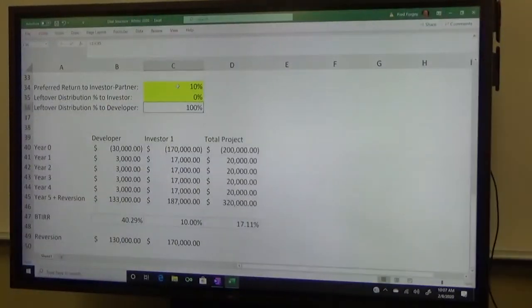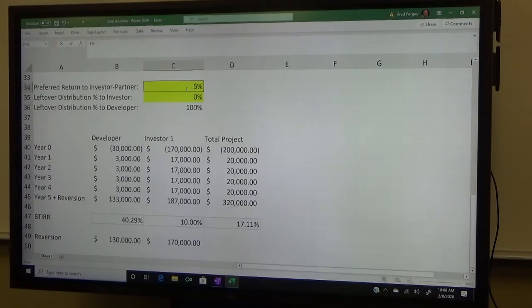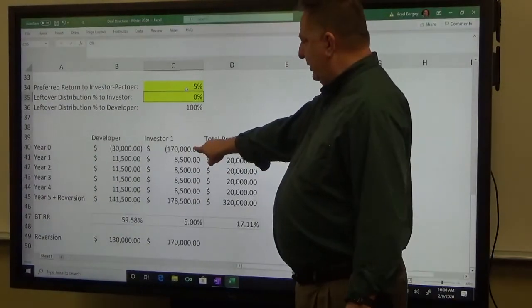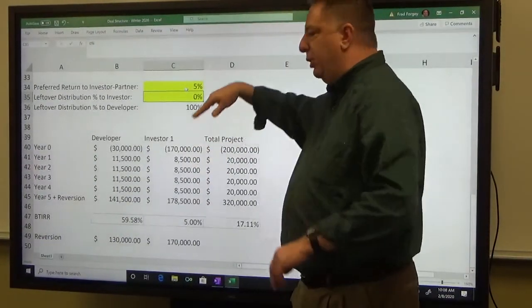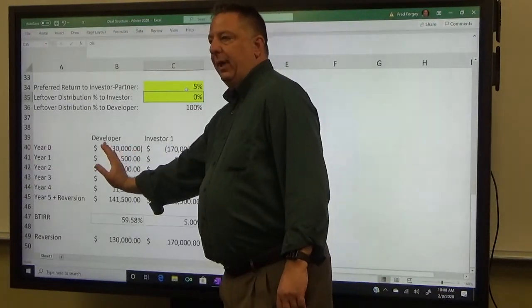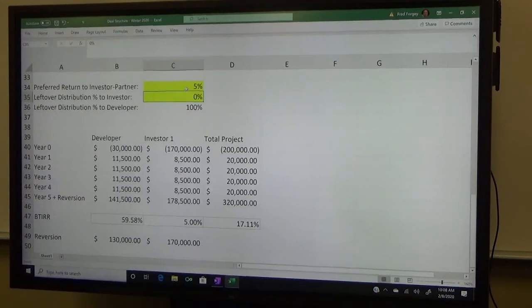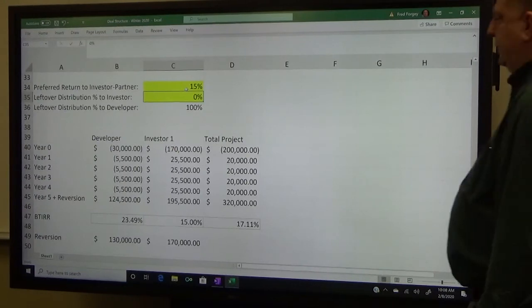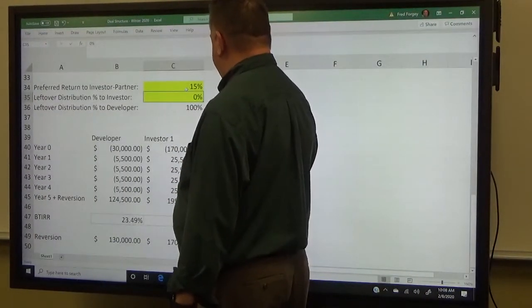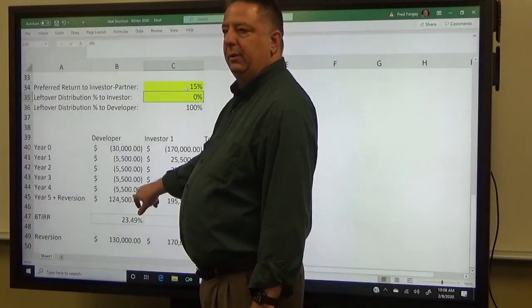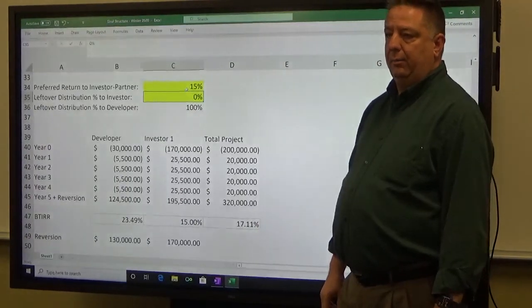Now, if we change that 10% to something else, we could say it's 5%. Okay? You follow? So a 5% rate of return on 170,000 is 8,500. I'm purposely pushing everything that remains over to the developer, just to show what the impact is. Now, if you set your pref too high, like let's just say we set it at 15%, let's see what happens. Now we have a problem, because our pref return not only eats up all the dollar amount, but it puts us at a $5,500 deficit over here for our developer partner.